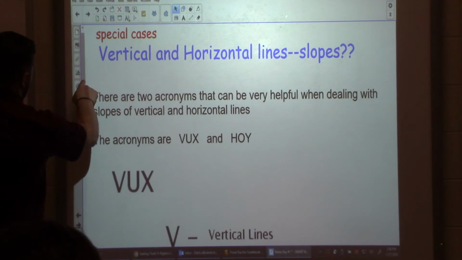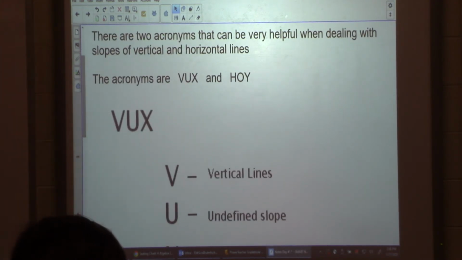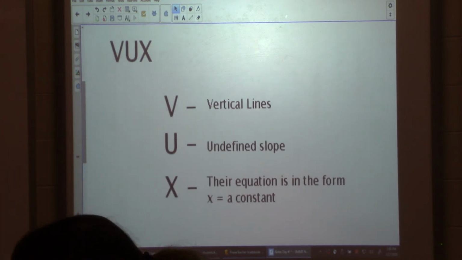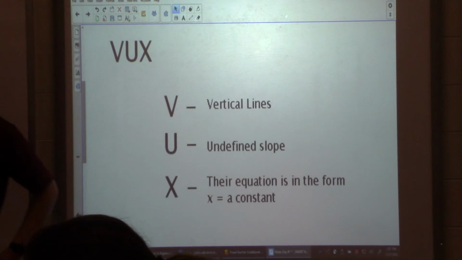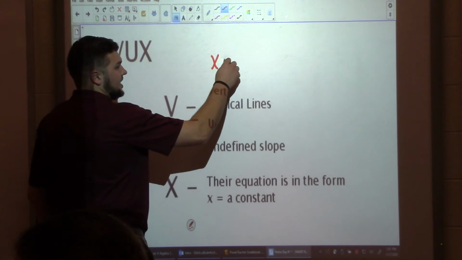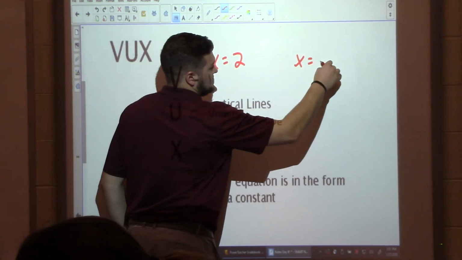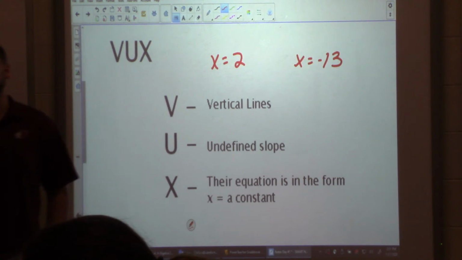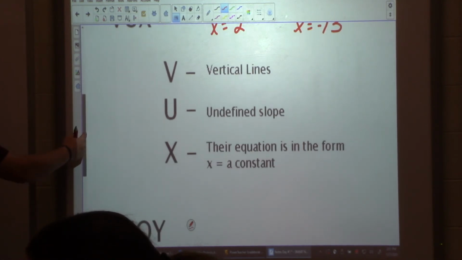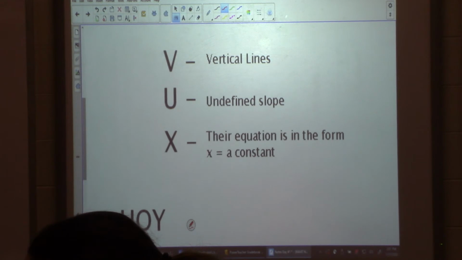The two of them are VUX and HOY. V-U-X, H-O-Y. The first one, vertical lines, V-U-X. V stands for it's a vertical line. Vertical lines have a slope that is undefined, which is what the U stands for. And then X means their equation is in the form of X equals a constant. So if I'm looking at a vertical line, I'm going to get X equals 2 or X equals negative 13. Those would both be vertical lines because X equals some sort of constant. Alright? That makes sense.